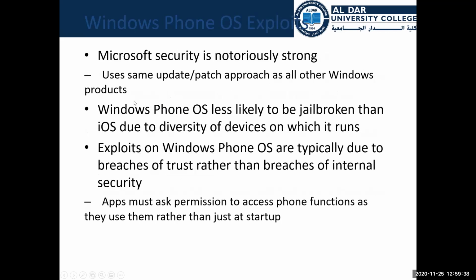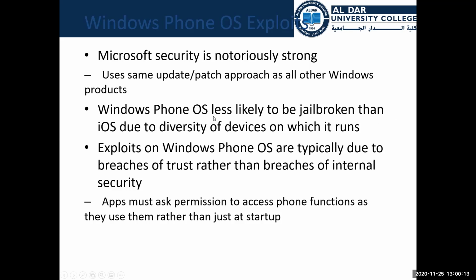So the security is notoriously strong. It is visible. The strength is visible to people. They don't have breaches, they don't have common breaches like username and password breaches, penetration testing breaches, like authentication and authorization, like encryption and decryption. All these features are included in the Windows Phone operating systems.